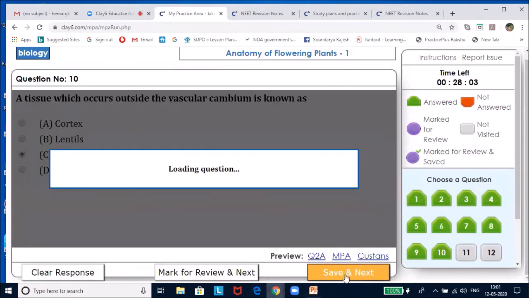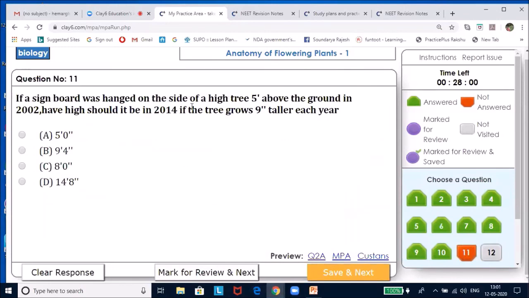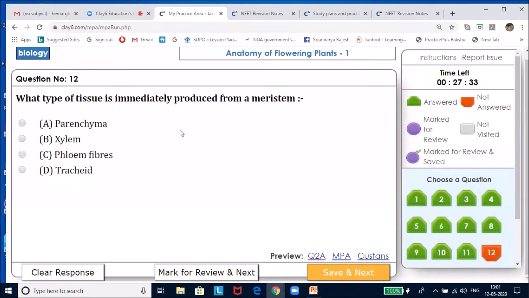Next, let me look into the next question. If a signboard was hung on the side of a tall tree 5 inches above the ground in 2002, how high should it be in 2014 if the tree grows 9 inches taller each year? See, this is only to trick you children. Here the tree does not grow from the base. The tree is growing only from the apical part. Therefore, it will remain at the 5 inches itself. What type of tissue is immediately produced from a meristem? So it is the parenchyma.